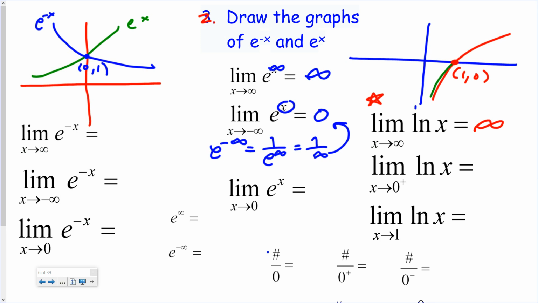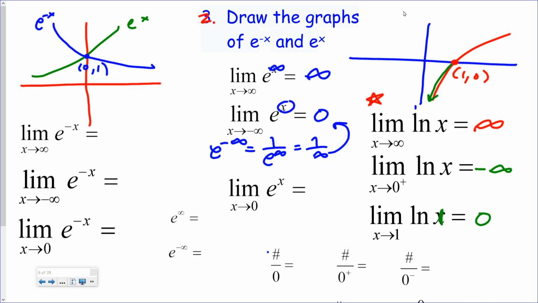As I approach 0 from the right, what is my y value going to? Negative infinity. Are you guys okay with that? Not super easy, but if you look at the graph and understand it, you can see that as I approach 0 from the right, y is going to negative infinity. All right, what about the limit as x goes to 1? 0. All you do is you plug 1 here. You can see when x is 1, that y is 0.